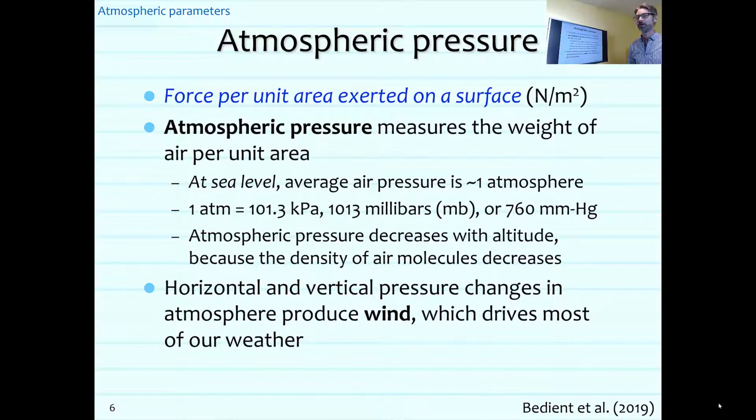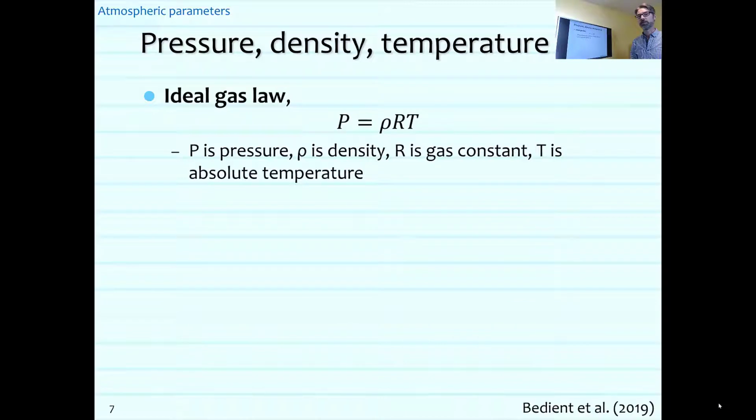And then, of course, it's important to recognize that horizontal and vertical pressure changes in the atmosphere produce wind, and it's wind that drives most of our weather. You should be familiar with this equation from previous classes. The ideal gas law is P = ρRT. P is pressure, ρ is density, R is the gas constant, and T is the absolute temperature. And so the ideal gas law relates pressure, density, and temperature.